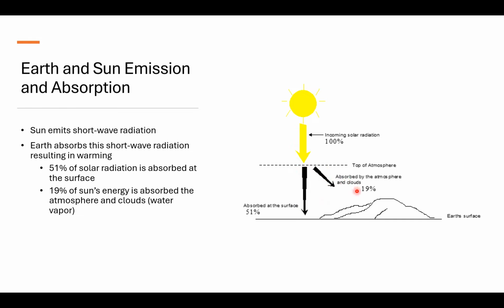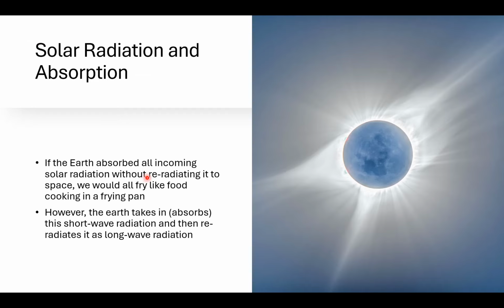We didn't cover the complete amount of 100% at this point for the incoming absorption rates, but I just wanted to show you some of these examples here in the atmosphere. The clouds, specifically the water vapor, the ozone, the O2 molecules, all this stuff absorbs solar radiation. Now, if the Earth absorbed all incoming solar radiation without re-radiating it to space, we would all basically fry like food in a frying pan. I mean, can you imagine if the Earth absorbed 100% of incoming solar radiation from the sun? My goodness, this would be an uninhabitable planet most likely.